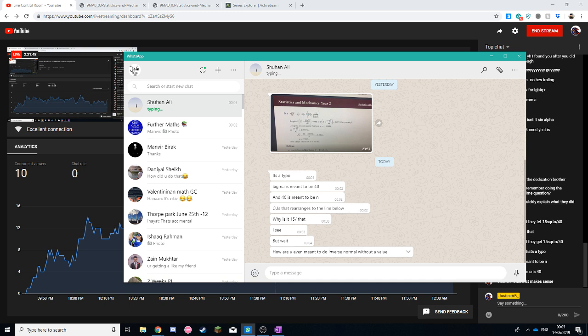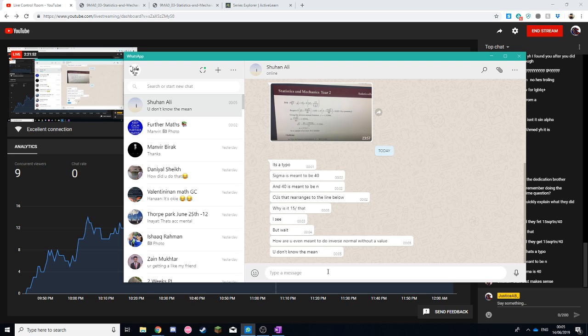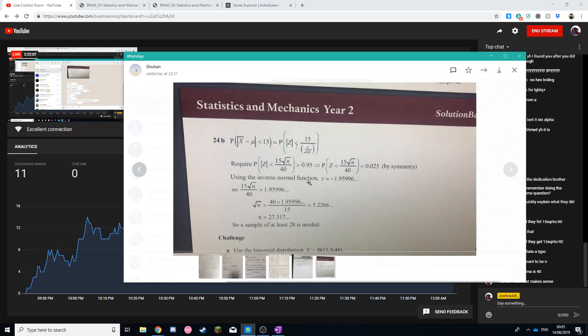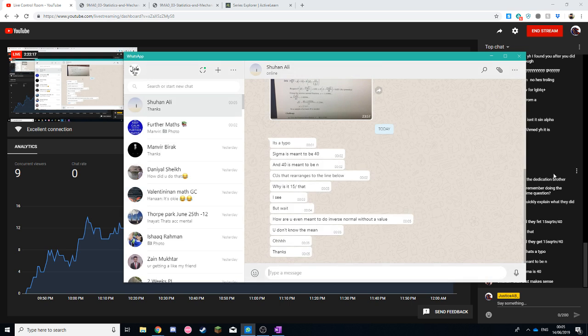How are you meant to do inverse normal with that calculator? You can do the inverse normal for a standard normal distribution. For a standard normal distribution, you know the mean is 0 and standard deviation is 1, and then you make an equation with that in terms of this normal distribution. Yeah, that's why they get the inverse normal. Z is equal to... When they say Z, they mean the standard normal. No problem, bro. No problem.